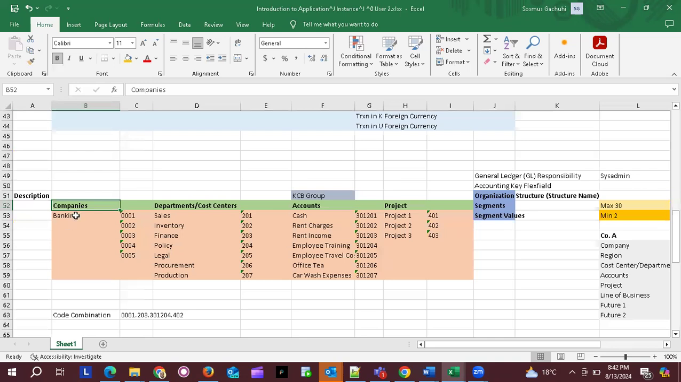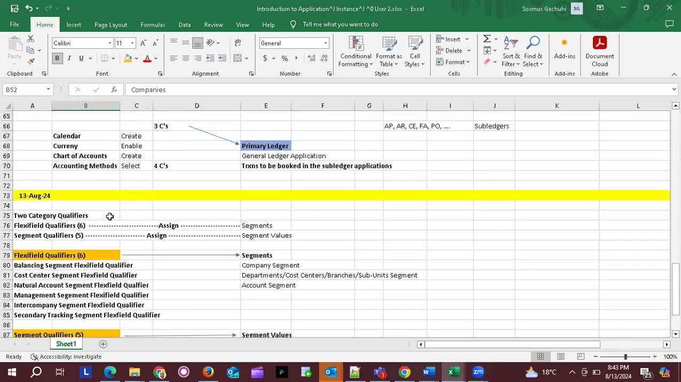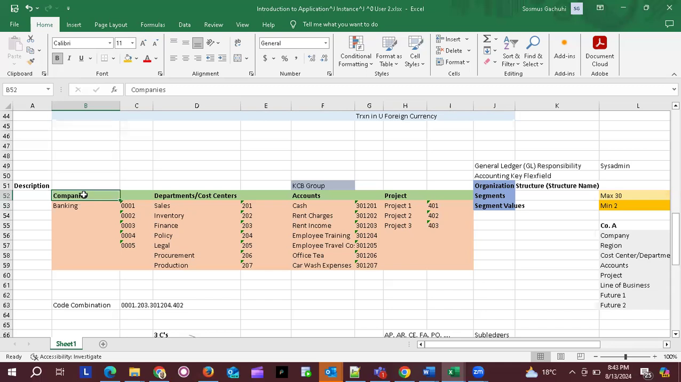So even if the company is one, we have to maintain the balancing segment qualifier because it will give us the characteristics of reporting. When it comes to balancing, the characteristic that it gives is that of the structure of reporting. And that's why it's called balancing, because all the other segments will end up falling under the company or any other segment that has been assigned the balancing segment Flexfield qualifier.